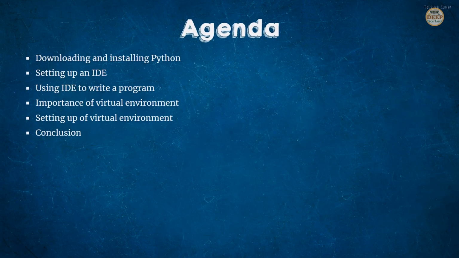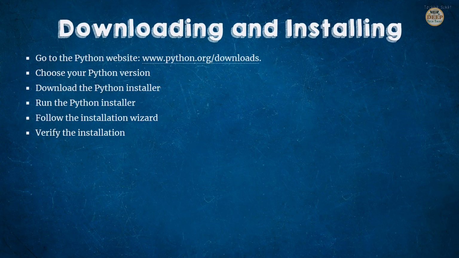We will be downloading and installing Python, of course, as we said. Then we will be setting up an IDE, or you can say integrated development environment. What is that? We will see later. Then we will use this IDE to write our Python program, to run it, to debug it, and a lot of things, but all in very short details. Then we will also be seeing what a virtual environment is, what its importance is, and how to set up a virtual environment. And with that, we will conclude our video for today. So this is our agenda, and with that, let us start downloading and installing Python.